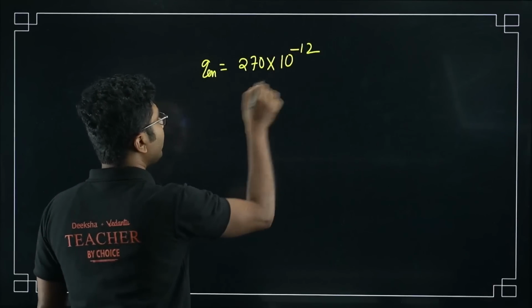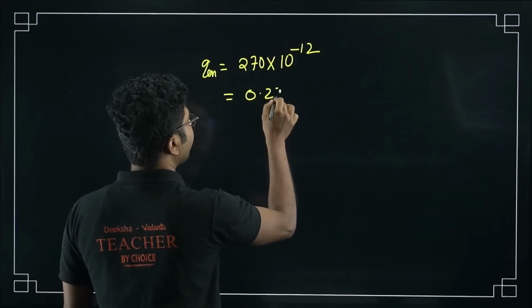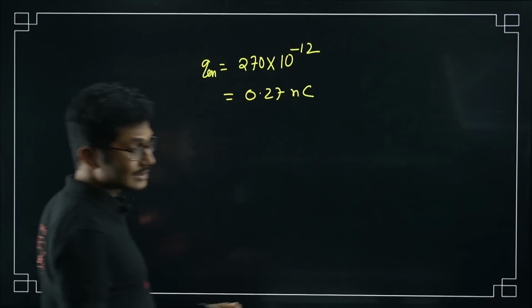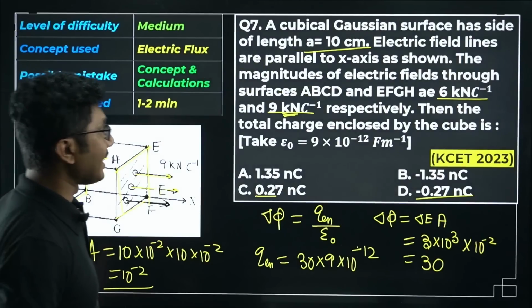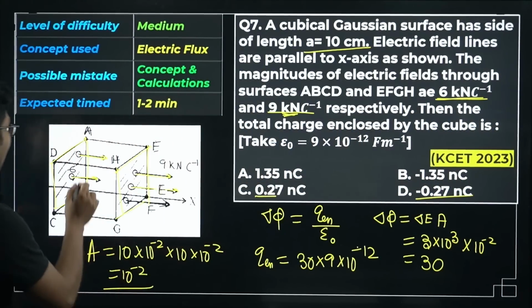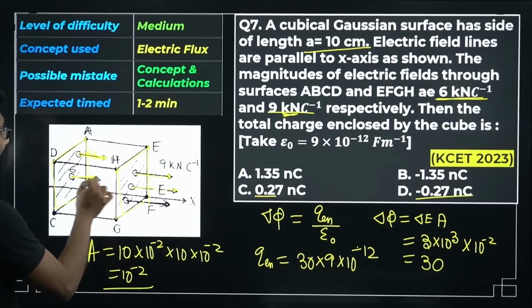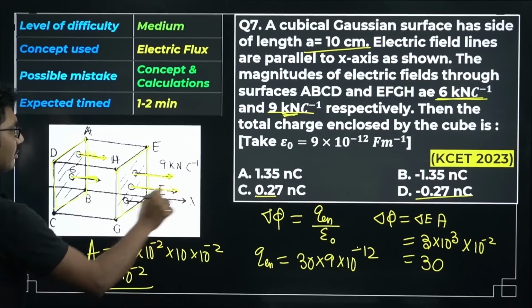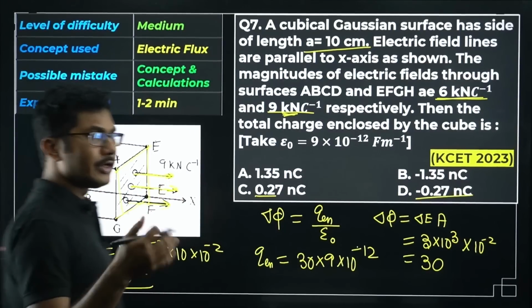Minus 12. So it will be 0.27 nanocoulomb. Now what is the sign of this charge, plus or minus? If you see that the incoming flux is less, the outgoing flux is more. Okay, outgoing flux is more.